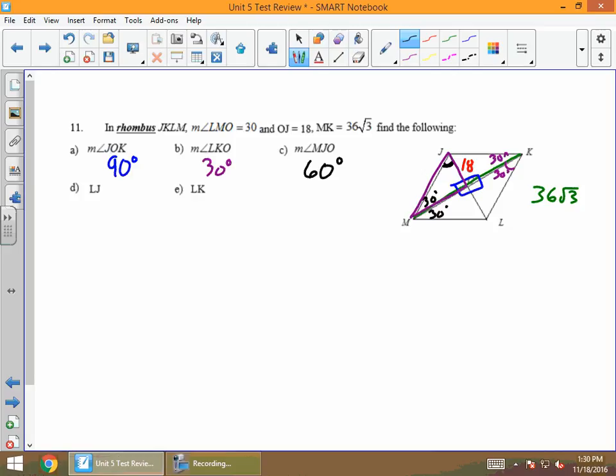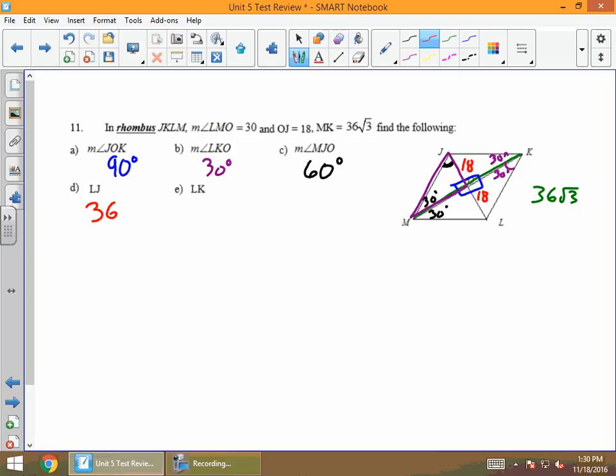Now we're moving on to segments. So we're finding LJ. LJ is this whole diagonal right there. So what is that measure? If it's split in half, then we just times by 2. Very good, because we know all diagonals bisect each other. So if that's 18, that means that side has to be 18. So what is 18 plus 18, or 18 times 2? It is 36. So LJ is 36.